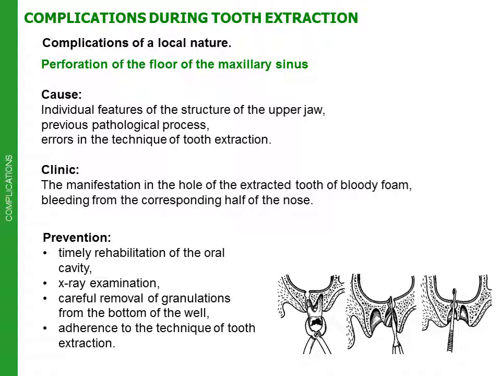Perforation of the floor of the maxillary sinus. It can be because of individual features of the structure of the upper jaw, a previous pathological process, or errors in the technique of tooth extraction. Clinic: the appearance of bloody discharge from the socket of the extracted tooth, bleeding from the corresponding half of the nose. Prevention: timely rehabilitation of the oral cavity, X-ray examination, careful removal of granulation from the bottom of the socket, adherence to the technique of tooth extraction.